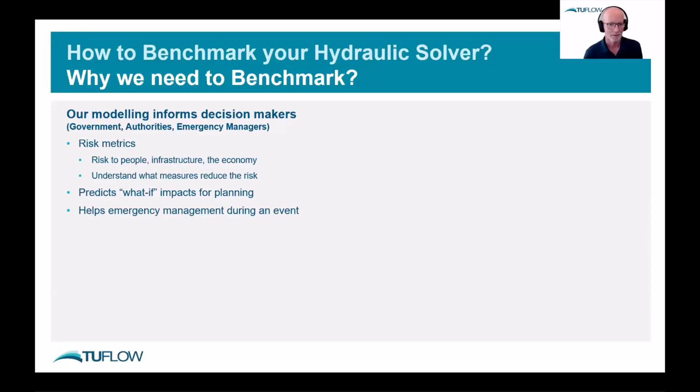During an event, such as a flood event, we may be called upon to help the emergency management teams be more informed about what's going to happen. The other aspect, of course, is what we come up with can have quite a substantial impact on the actual costs, particularly of infrastructure. So we really want to be confident about our modelling, because if you get that modelling badly wrong, that can have a big impact on the actual cost of reducing the flood risk.